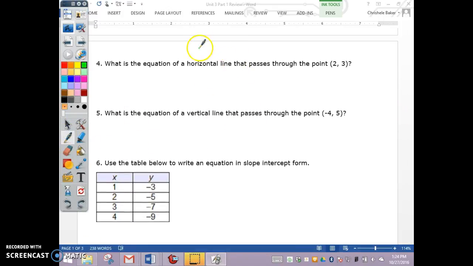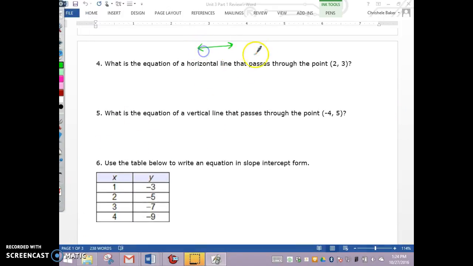Horizontal line goes side to side, slope of 0. So if I graph this out, 2, 3, and I go horizontally through that, every single point along this line has the same y value. These all have a y value of 3. So the equation of this line is y equals 3.